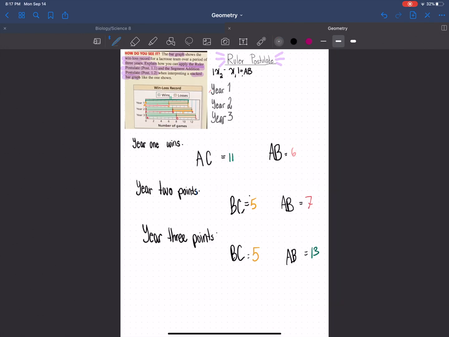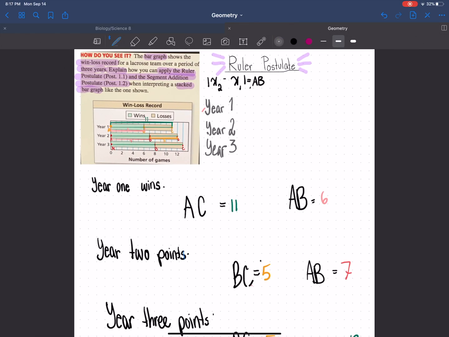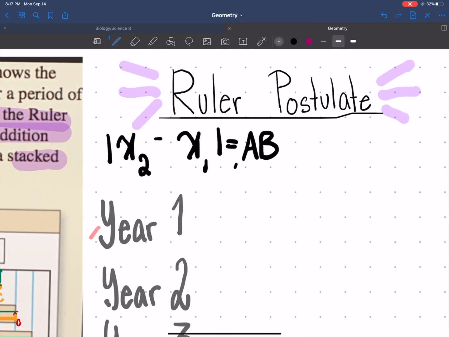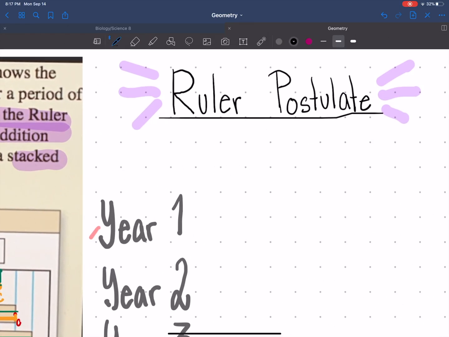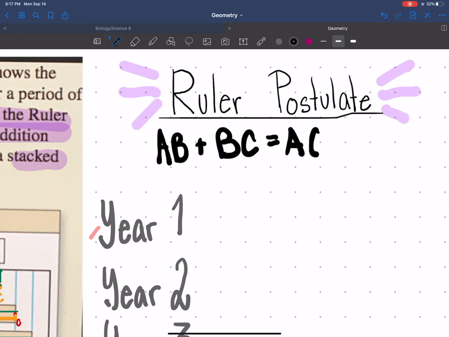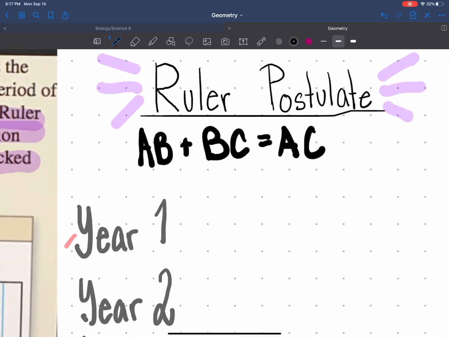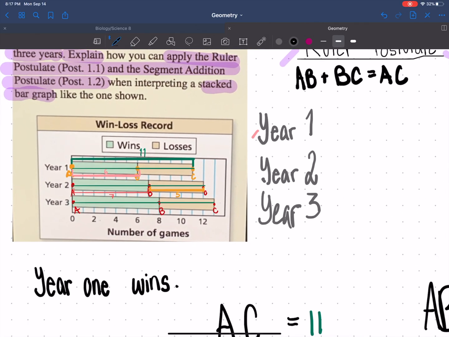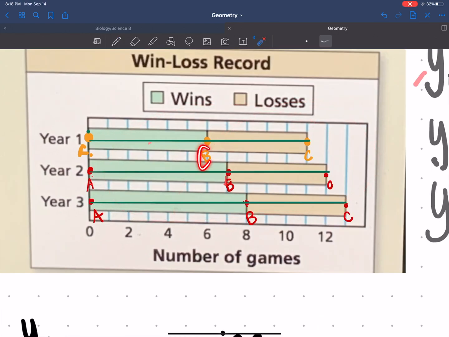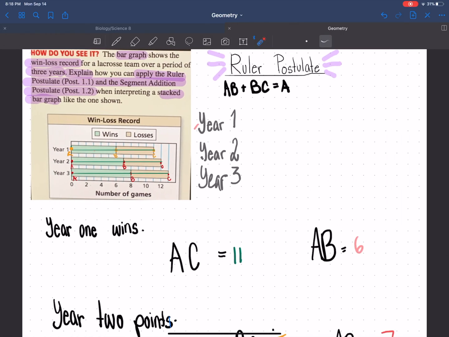So the new formula we have for the segment addition postulate would be, again, AB plus BC equals AC. That means that B would be in between points A and C for this formula to work. Now as we can see in our lines, B is in between A and C for each of our years. So this formula can work for this graph.